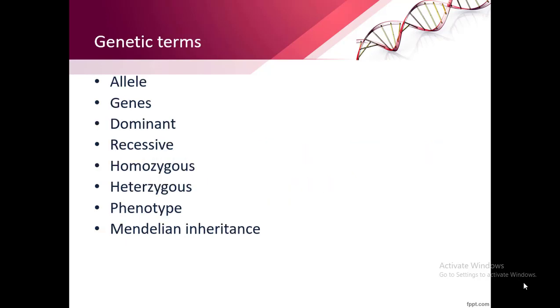Now I'm going to mention these terms: allele, genes, dominant, recessive, homozygous, heterozygous, phenotype, Mendelian inheritance. All these we are going to pass through, but I prefer that you Google these terms and write a brief definition for each, and then answer the questions that will be uploaded after completing the whole 6 lectures related to neurology and genetics.